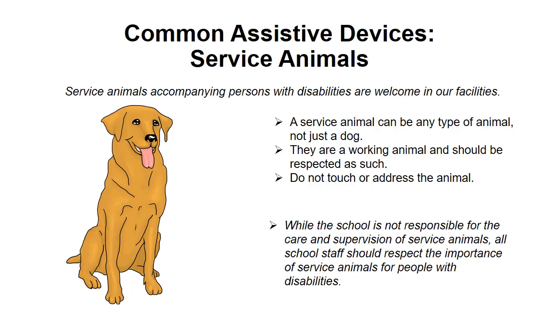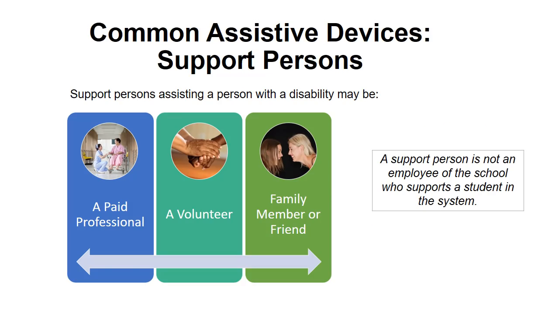While the school is not responsible for the care and supervision of service animals, all school staff should respect the importance of service animals for people with disabilities. Common assistive devices such as support persons. Support persons assisting a person with a disability may be a paid professional, a volunteer, a family member or friend. A support person is not an employee of the school who supports a student within the system.